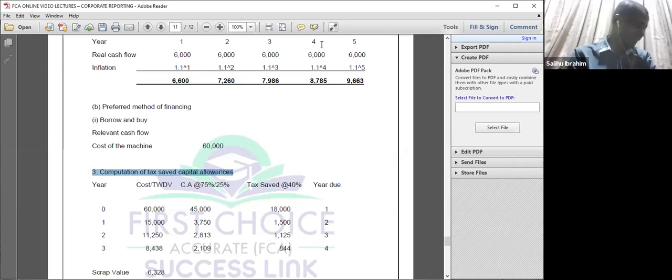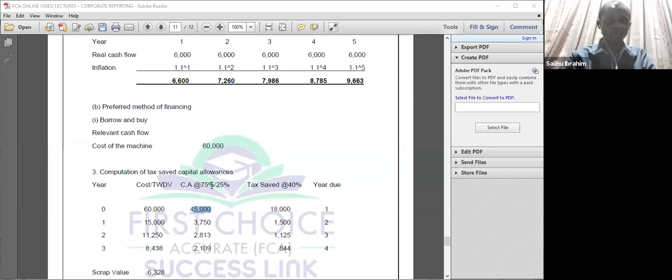Sorry about the network, please. Now, the first allowance I'm going to charge, we're told, is going to be 75%. 75% of 60,000 is 45,000. So tax is paid a year in arrears. Pay that tax in year one. Okay, this is the tax written down value. 25% of that is this.